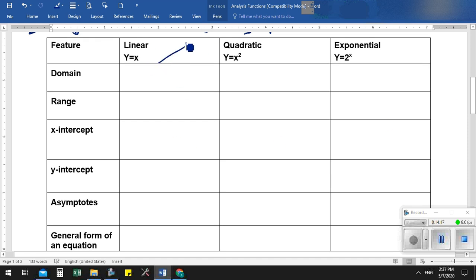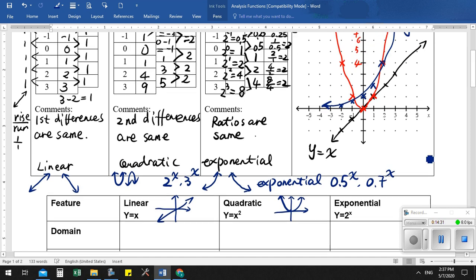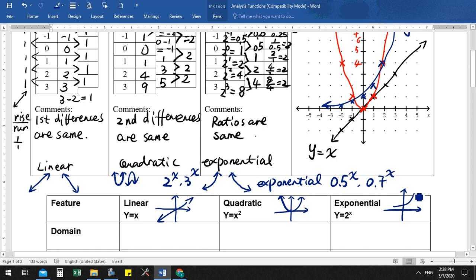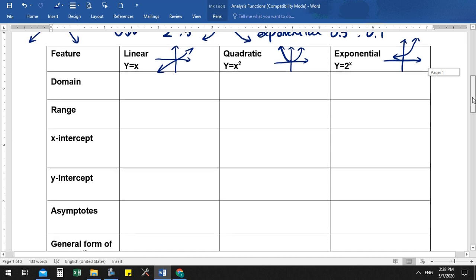So this one just keeps going. Okay. And this one is open up. Just recopy that one here. And the exponential is just increasing. Let's go this way, okay? So based on these three graphs, we are going to fill in this chart.